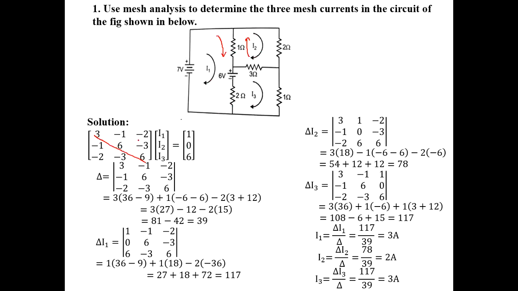Next element is A13. Consider the 1 and 3 loops. The resistor value between them is 2, so we write minus 2. Then A21, between 2 and 1, the value is minus 1. A23, between 2 and 3, the value is minus 3. Then A31, between 3 and 1, the value is minus 2. A32, between 3 and 2, the value is minus 3. We got the resistor matrix.